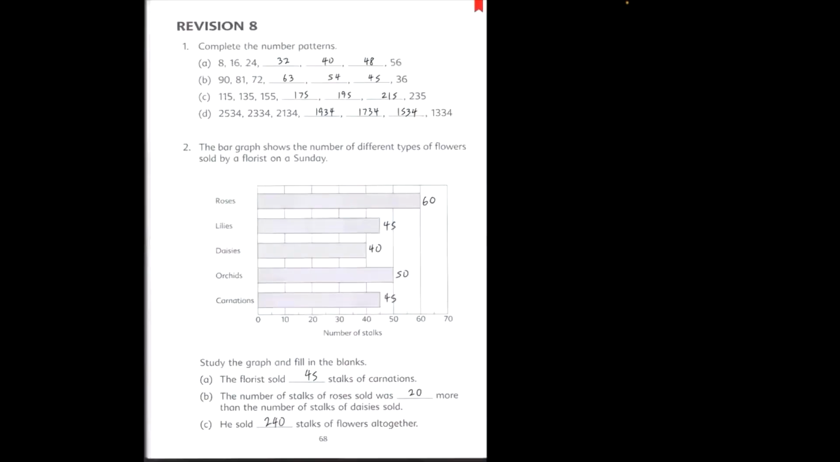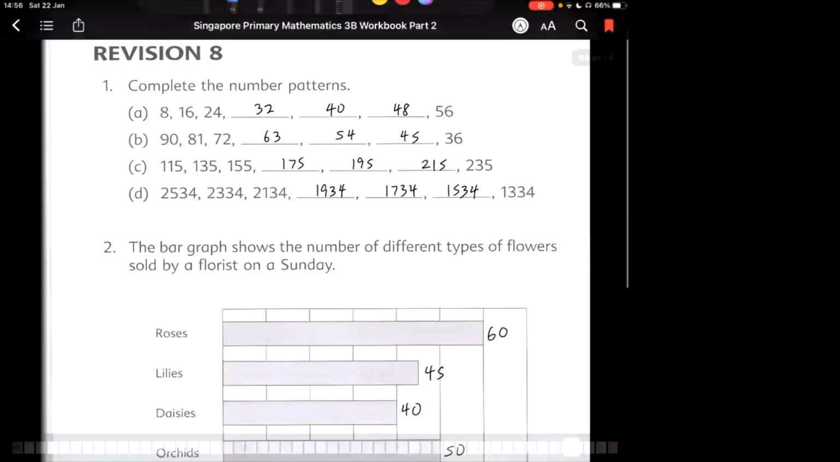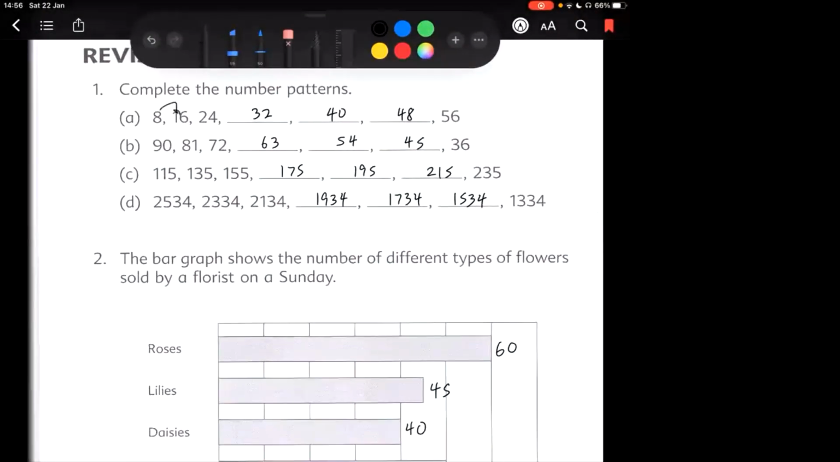And let's go to revision 8. This one should be pretty simple. You look at it and you should know it's plus 8, plus 8, plus 8, and so on. I won't go through that much, because for now, you're only really dealing with pluses and minus for number patterns. So yeah, just don't worry about it. So it's minus 9, plus 20, minus 200.